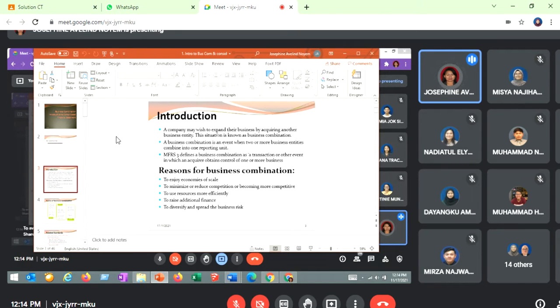So a company may wish to expand their business by acquiring another business entity. This is known as a business combination. What is a business combination? Basically, a company desires to expand its business externally. This is not internal, but external. How? By acquiring other business entities. MFRS 3 defines a business combination as a transaction or other event in which an acquirer obtains control of one or more businesses.